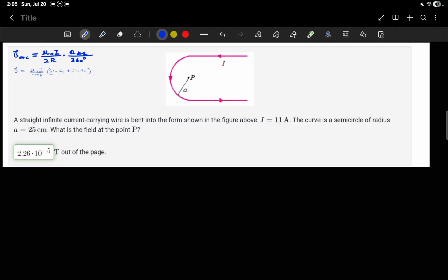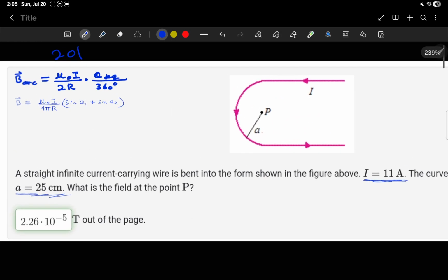So here we have a straight infinite current carrying wire which is bent, and the current flowing through it is 11 amperes. And then when we get to the curve, it has a radius of a equal to 25 centimeters. And we're trying to find the magnetic field at this point P, at the center of that semicircle.